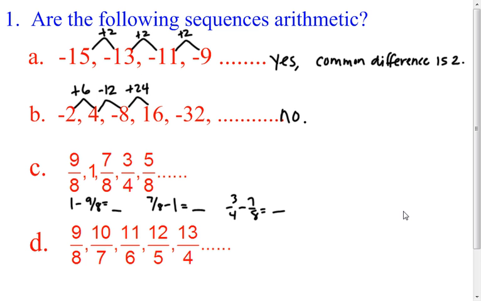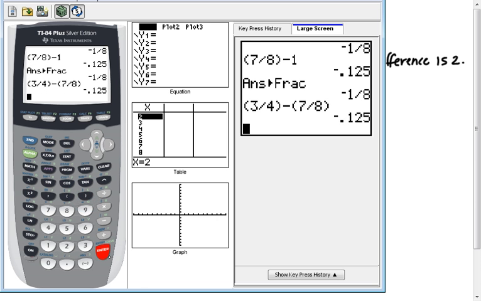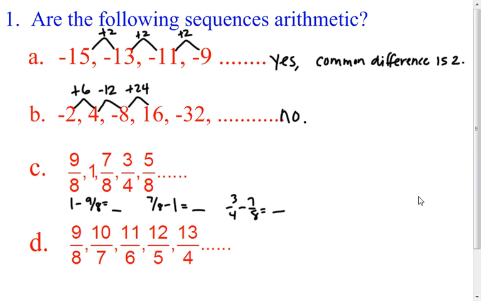1/8, okay? I'm just going to check that last one now. 3/4 minus 7/8. So 3/4 minus 7/8. Math, enter, enter. And again, I subtracted 1/8. So what's happening every time is that you are subtracting 1/8. So yes, common difference is 1/8. Negative 1/8.